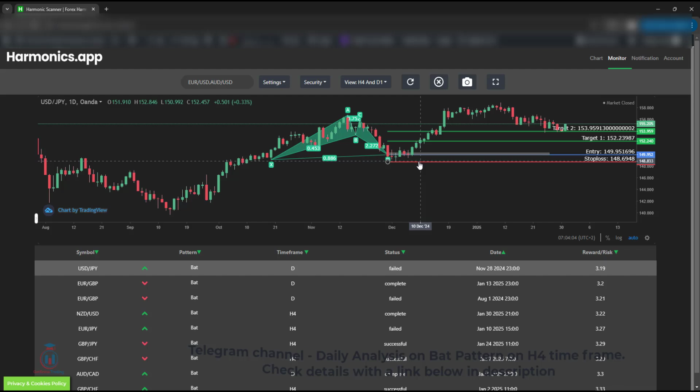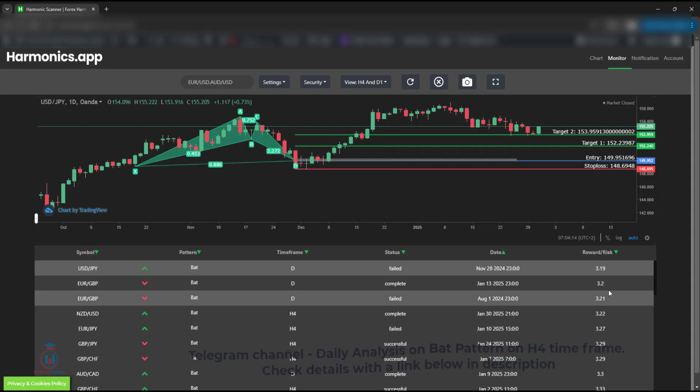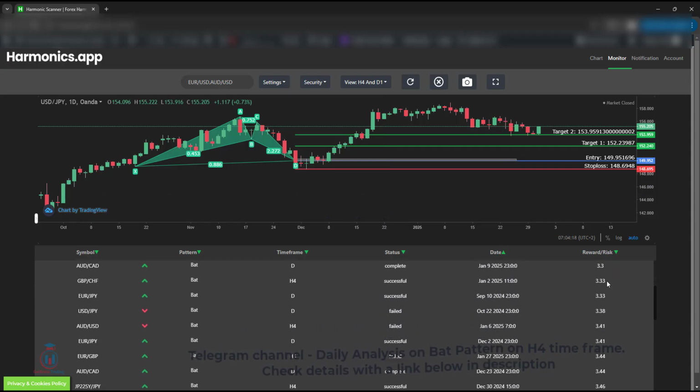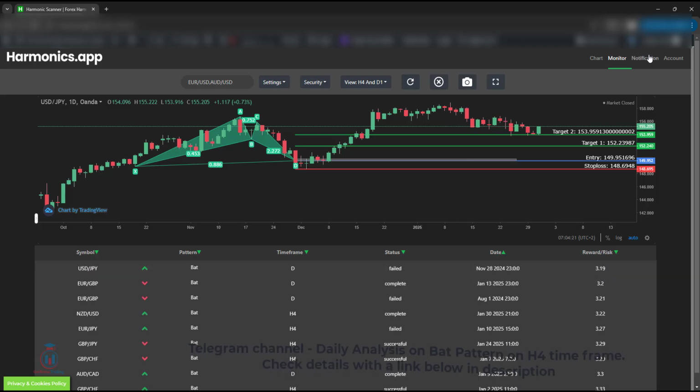And if you enter at the blue line, exit at the red line, that means you will lose 1%, but if you enter into the trade and exit at the take profit 2 level, you will earn 3.19%. So it is a risk management that you need to include, but you can see most of these patterns that have been detected with the Harmonic SEP scanner are above 3.0. Then you have a notification.